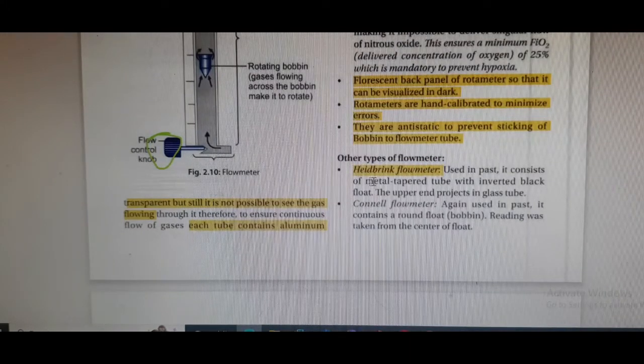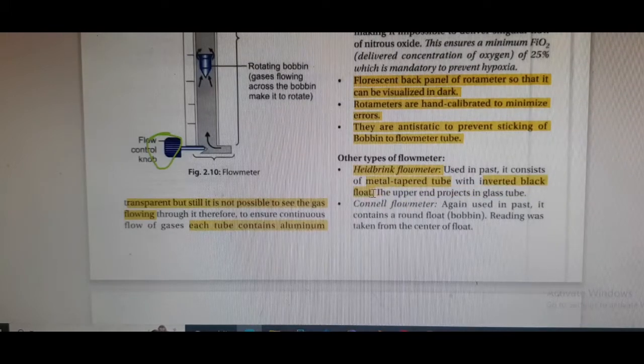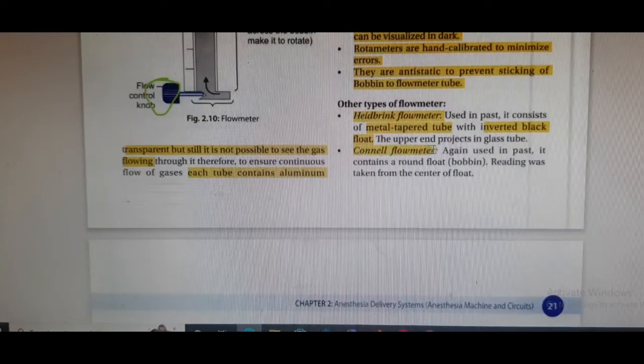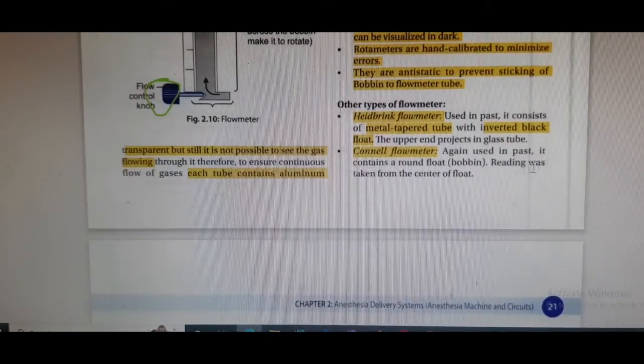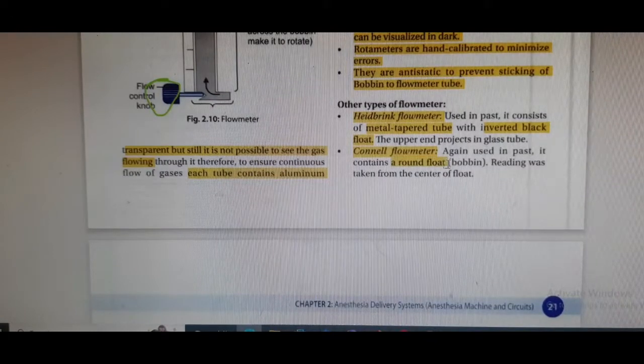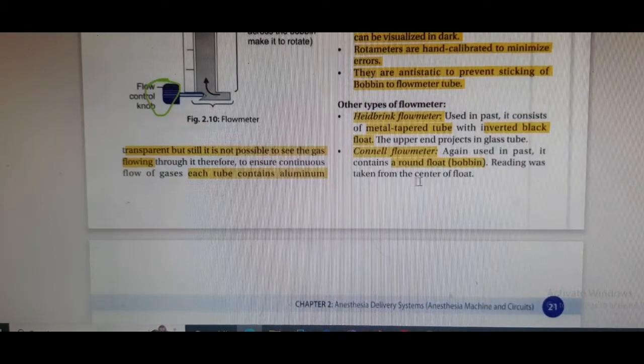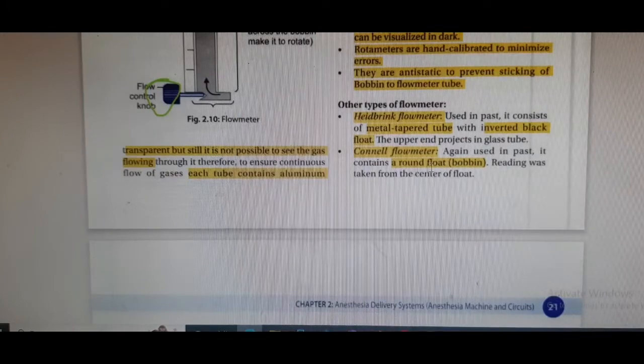Moving to the other types of flow meters, there is the Heidbrink flow meter, which was used in the past, and it had a metal tapered tube with an inverted black float. Connell's flow meter was again used in the past, and it had a round float bobbin. The reading was usually taken from the center.